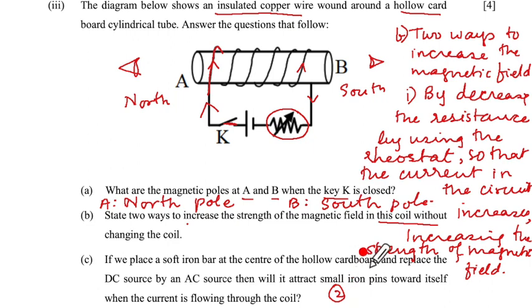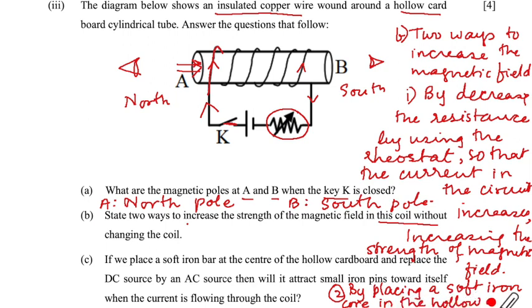And the second method will be, now we can add one more cell over here because they are saying do not change the coil. So we can add one more cell or we can insert a soft iron core here. Okay, so I think rather than adding one more cell, I will insert a soft iron core inside the hollow cylinder. So we will say by placing a soft iron core in the hollow cylinder. Okay, so that is how we finish our answer A and B.